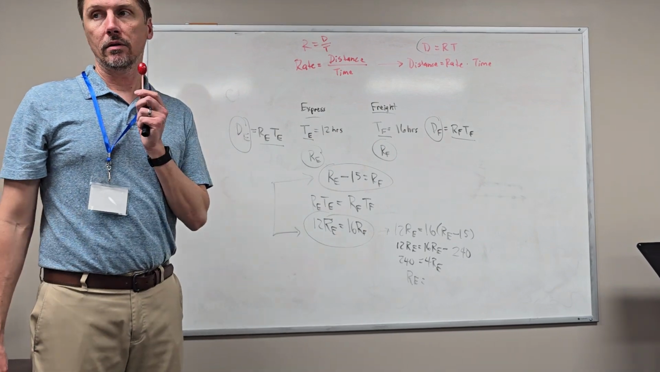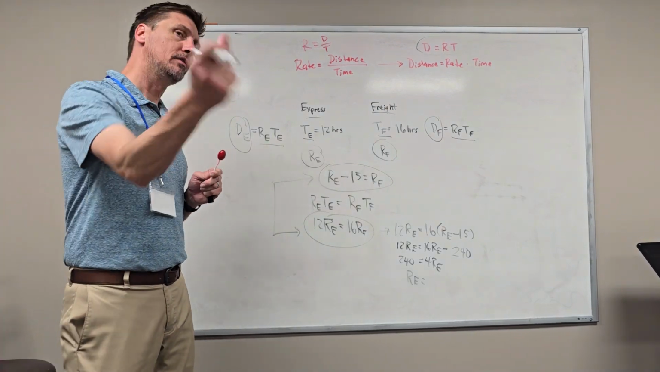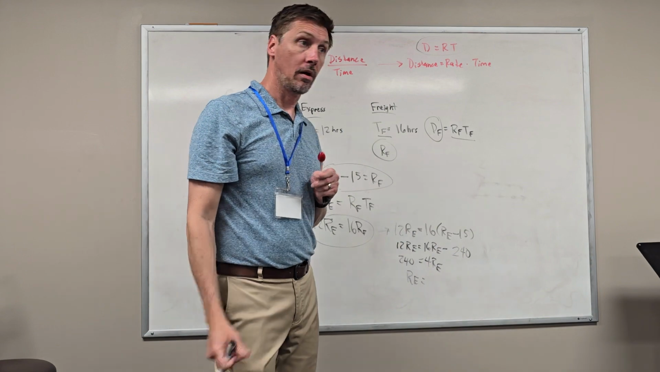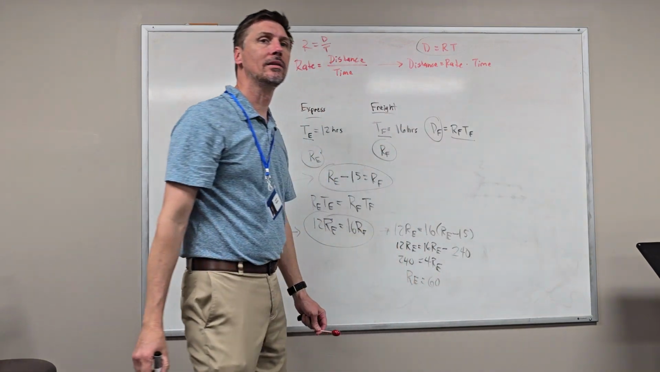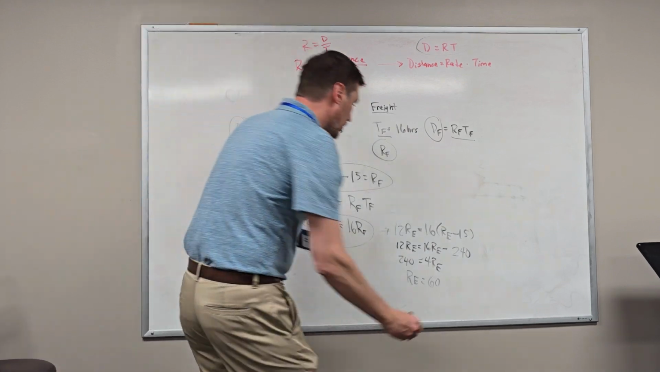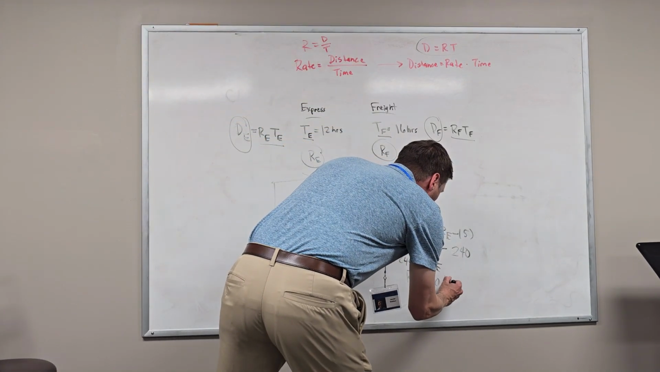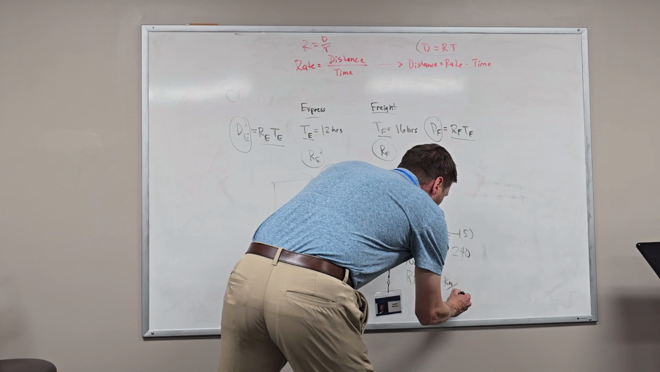You math guys have these, you don't need the calculator. What's 240 divided by 4? 60. 60, yes. So the rate of the express train was 60 what? Kilometers per hour, right? They gave it to us in kilometers. So km divided by r.